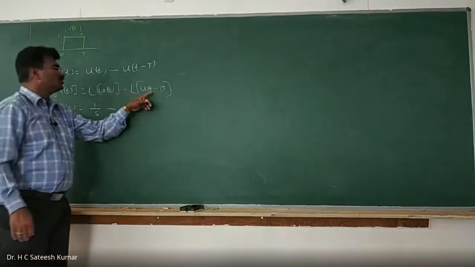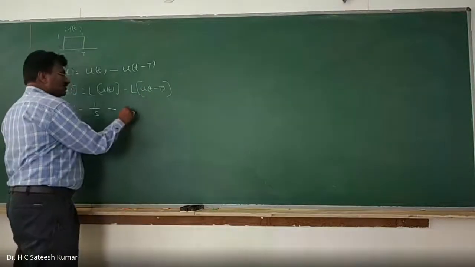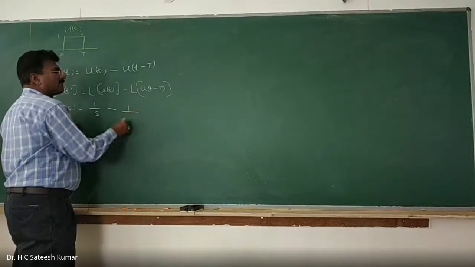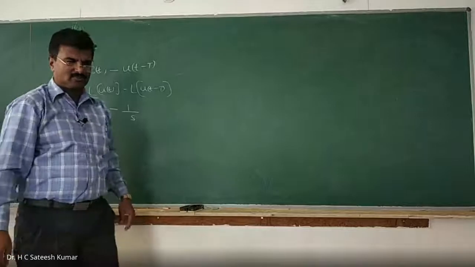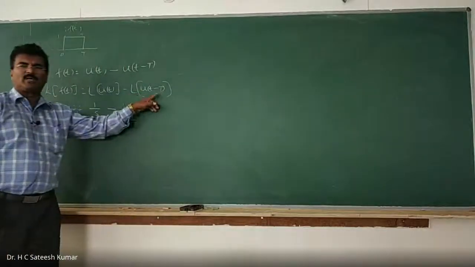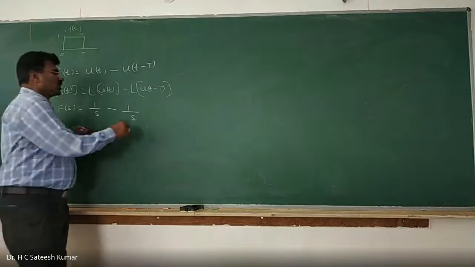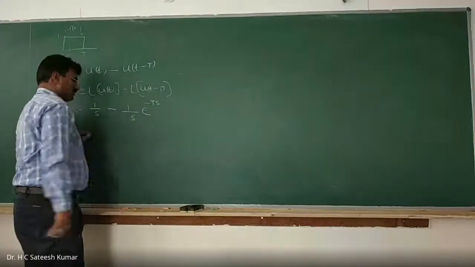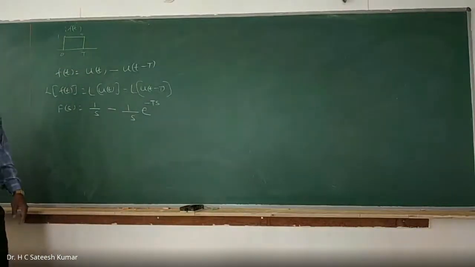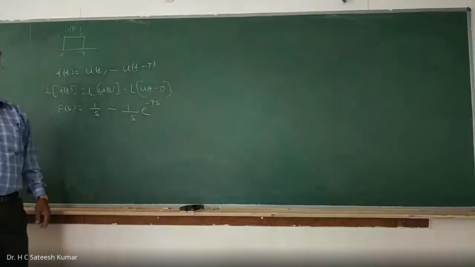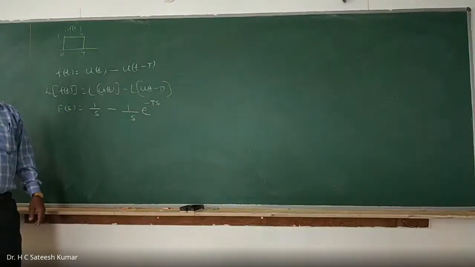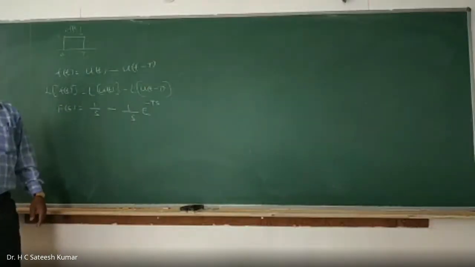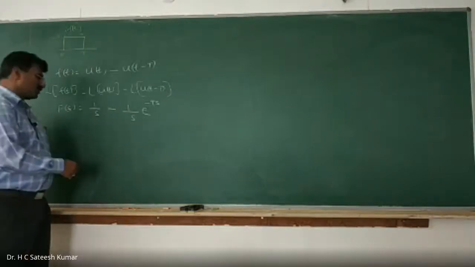That means what you should do? U of t Laplace transformation is what? You can write it as 1 by s. Laplace transformation, if it is shifted in the time domain, should be multiplied by what? Exponential. So it should be multiplied by e to the power of minus Ts. That is from the standard relation. Whenever we are shifting in one domain, the other domain should be multiplied by exponential. So since we have u of t minus T, it is multiplied by e to the power of minus Ts. That's all, the Laplace transformation of the gating function.